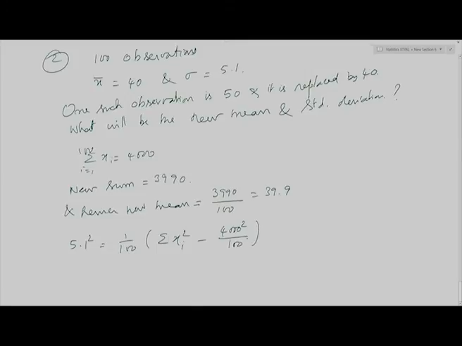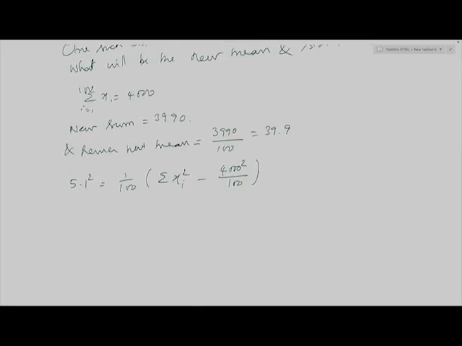This is the formula, we know that, and from this you can calculate that sigma xi square will be equal to, if I cross multiply all that, 162601. So now this is the old sigma xi square.